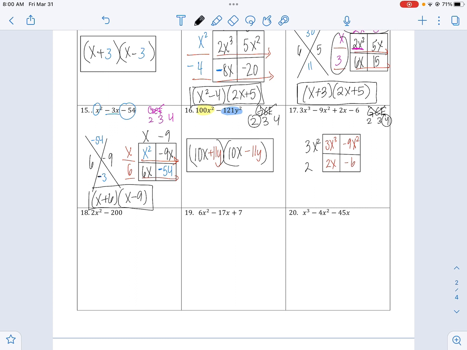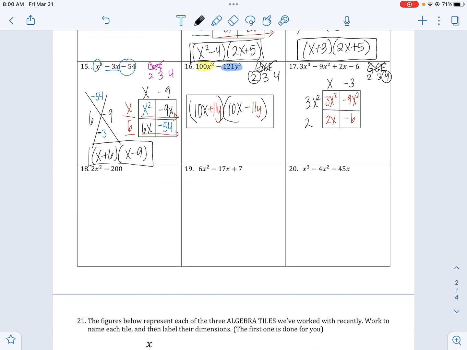Work backwards. So 3x squared. All right, that needs another x, and that needs a negative 3. Double check your work. 2 times x gives me 2x. 2 times negative 3 gives me the negative 6. Awesome. Whew. 3 more questions. We got this. Make sure you write down your factors.